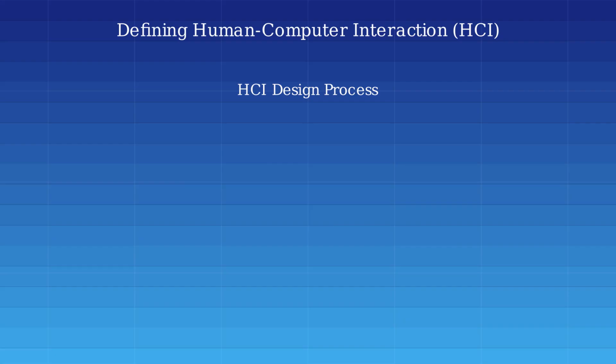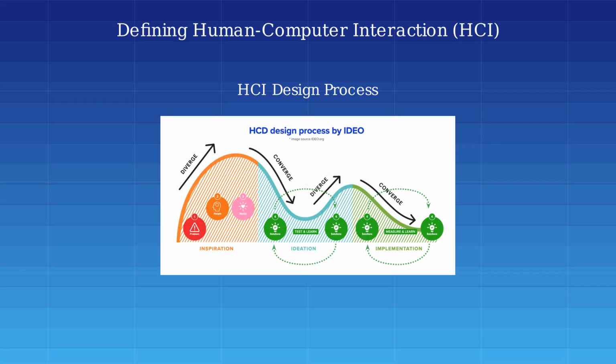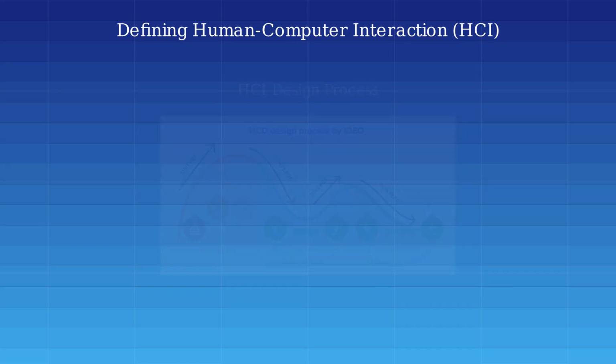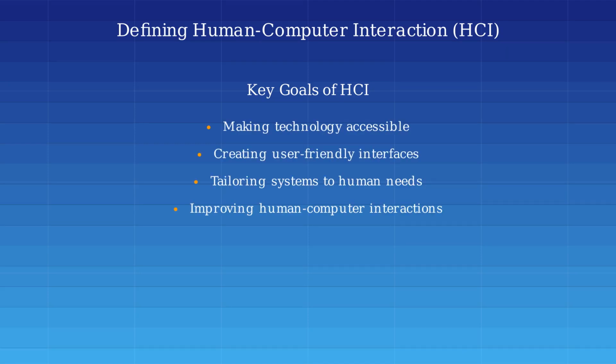A key aspect of HCI is the user-centered design process. As shown in this diagram from IDEO, the process involves cycles of inspiration, ideation, and implementation, always keeping human needs at the center. The primary goals of HCI are to make technology accessible, create user-friendly interfaces, tailor systems to human needs, and ultimately improve how humans and computers interact.